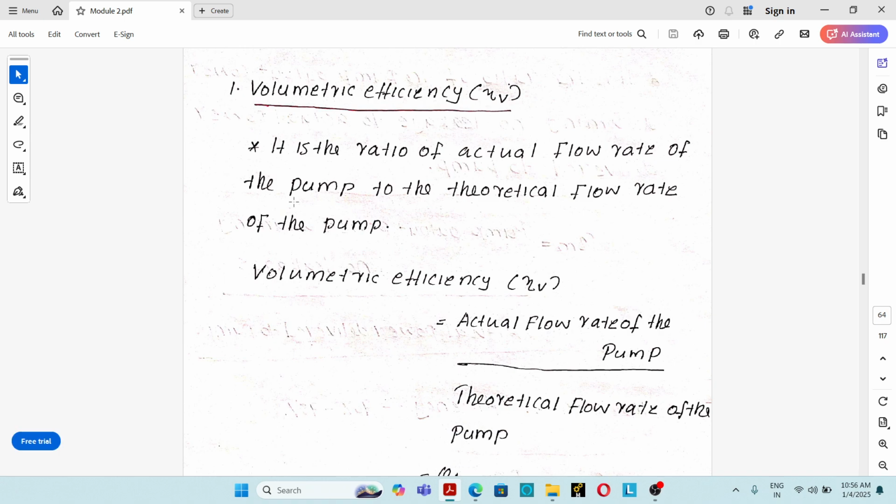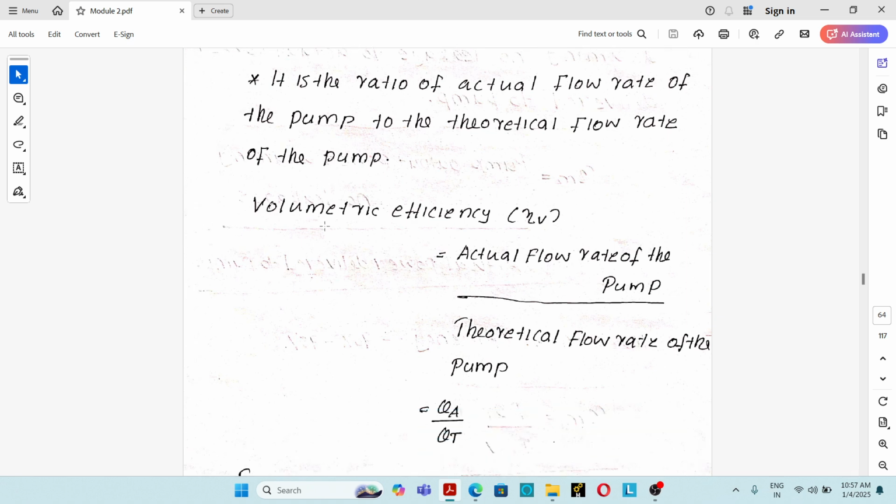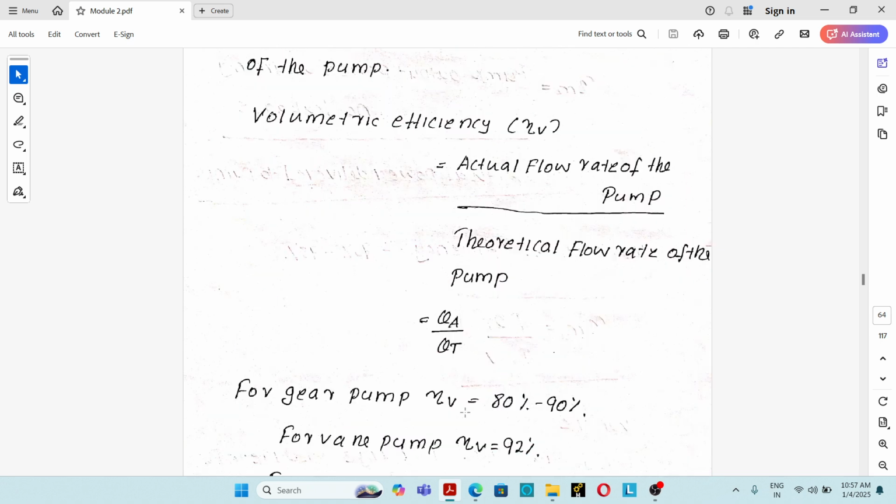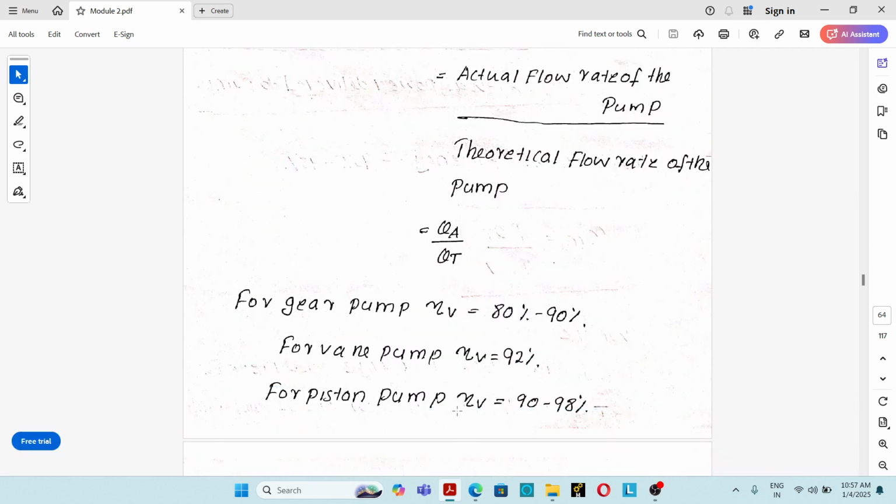Volumetric efficiency is the ratio of the actual flow rate of a pump to the theoretical flow rate of the pump. So volumetric efficiency mu V is equal to the actual flow rate of the pump divided by the theoretical flow rate of the pump, QA divided by QT. For the gear pump, volumetric efficiency is 80 to 90%. For the vane pump, it is almost equal to 92%. For the piston pump, it is 90 to 98%. So the volumetric efficiency of the piston pump is very high compared to the gear pump and vane pump.